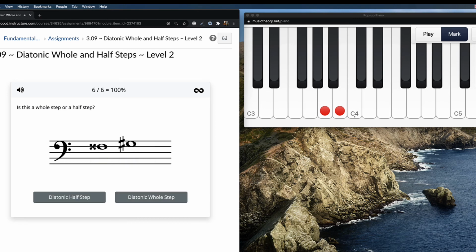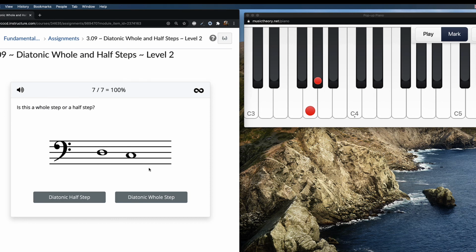Double sharp to sharp. F double sharp to G, oops, sorry. Okay, F double sharp to G sharp. So F double sharp, G is here, sharp. So F double sharp and G sharp, that's a half step. Cool. So hopefully that makes sense.